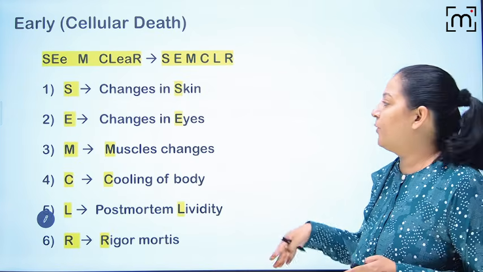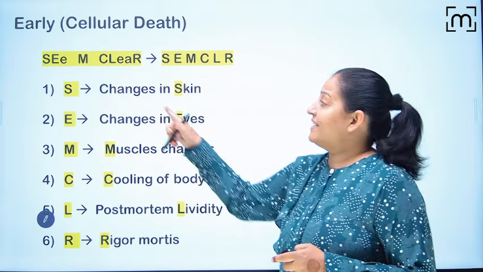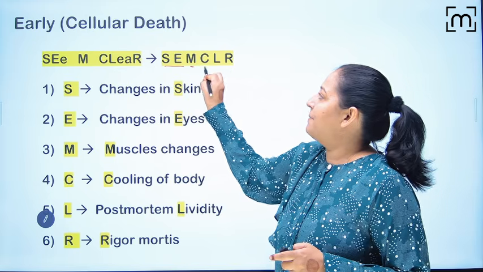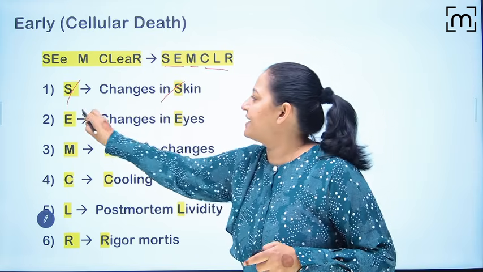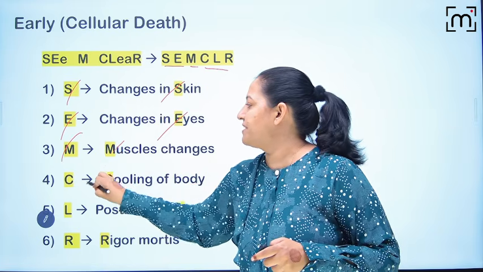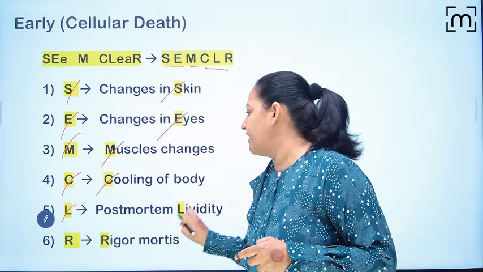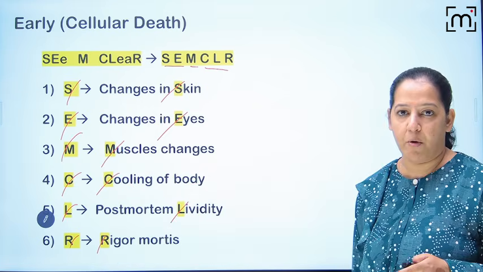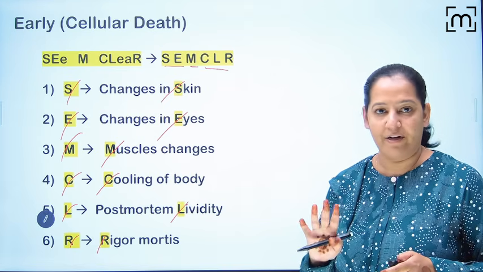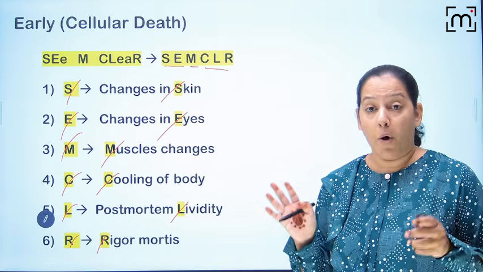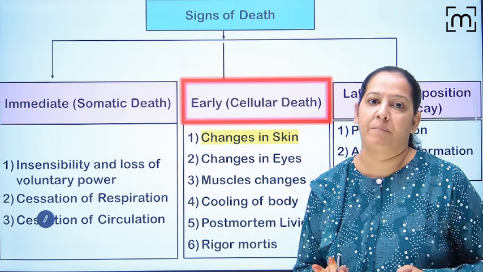Okay, here the mnemonic is in front of you. The mnemonic is see me clear, CMCLR clear. So you can see S stands for changes in skin, E stands for changes in eye, M for changes in muscle, C for cooling, L for lividity, and R for rigor mortis. So quickly, we will revise only the important slide on that, and then we will move on to the late changes. That is the main topic for today.